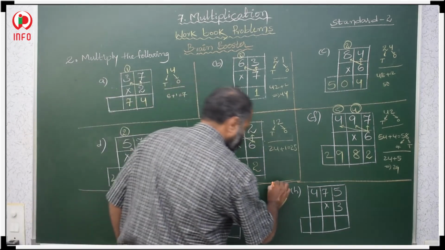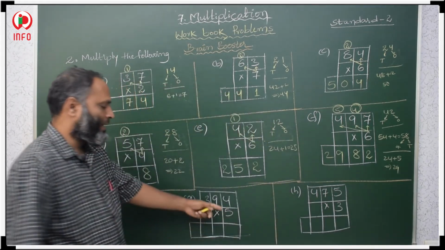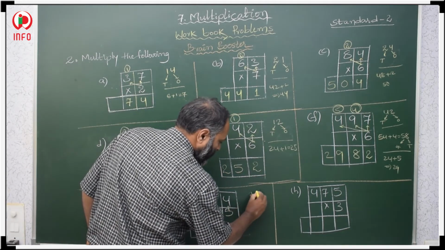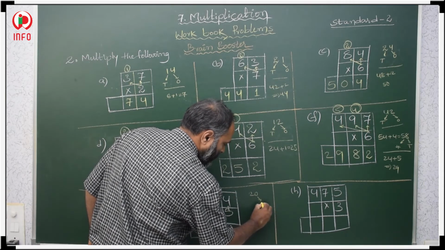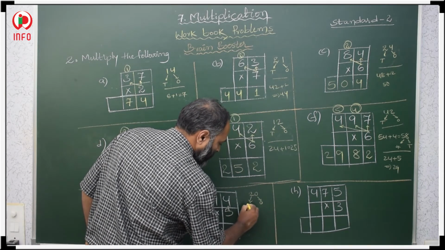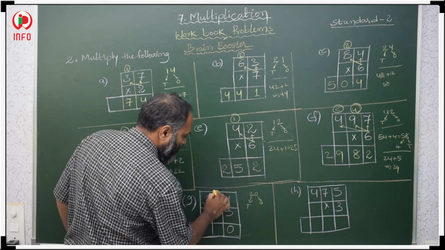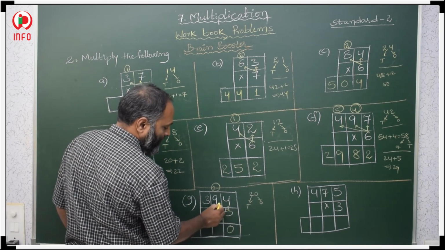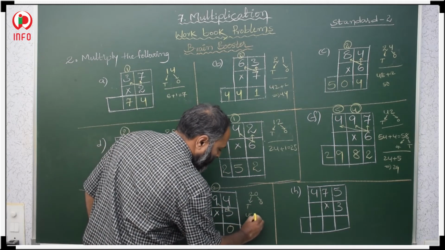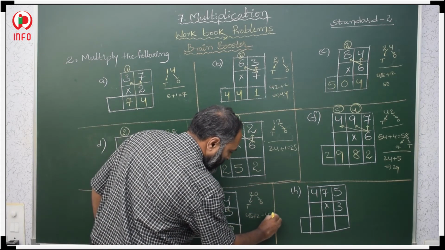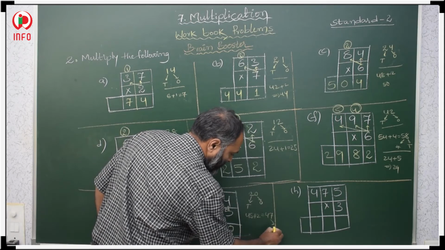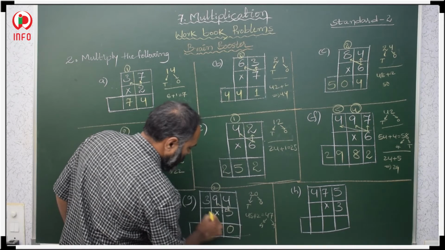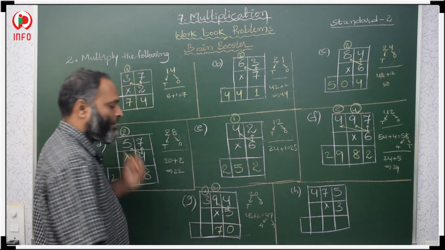Now, a 3-digit number with a single digit number. 5 with 4, 5 4s are 20. 20 means 0 ones, 2 tens. 0 in ones place, 2 we have to take carry over on tens place. Next, 5 9s are 45. 45 plus 2, 47. 7 means 7 tens, 4 hundreds. 7 in tens place, 4 we have to take carry over on hundreds place.